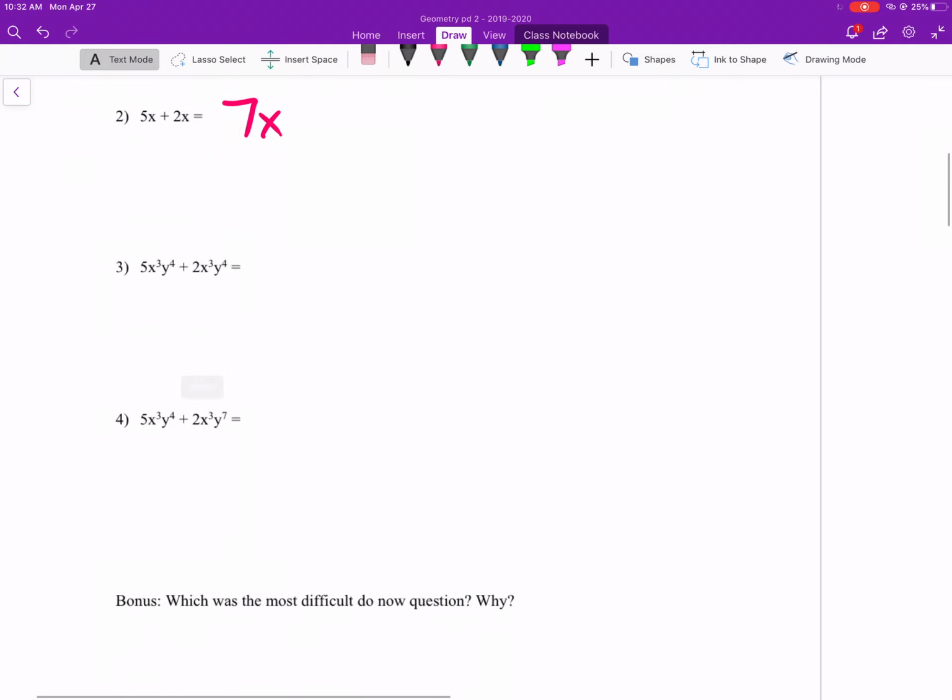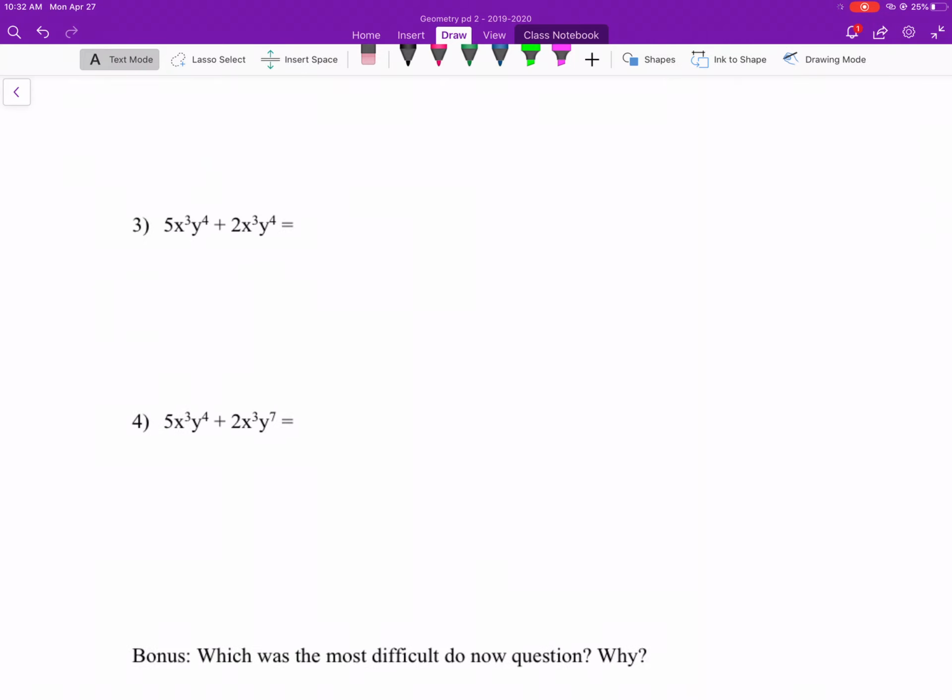Alright, next, we have 5x to the third power, y to the fourth, plus 2x to the third, y to the fourth. So if you notice, once again, we have the exact same variables and exponents in each of the monomials. So once again, this would be 7, and then the variables with their respective exponents come along for the ride. So it would be 7x to the third, y to the fourth.